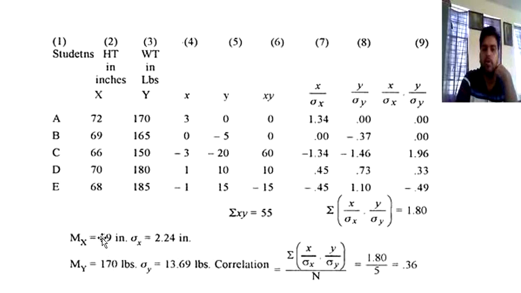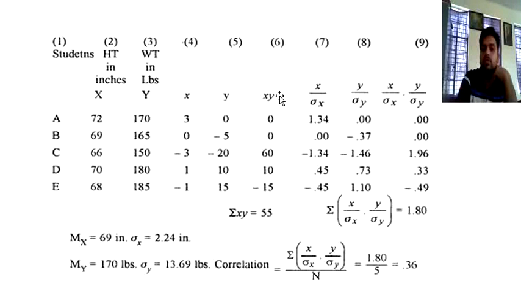When you have got the mean for both x and y, then you can find a small x and a small y. How? Suppose this 72, the mean is 69. So 72 minus 69 will be 3. 69 minus 69 will be 0. 66 minus 69 will be minus 3. 70 minus 69 will be 1. So here you have to find the deviation from the mean. How much it deviates from the mean, that is the small x. In the same way you have to find a small y.